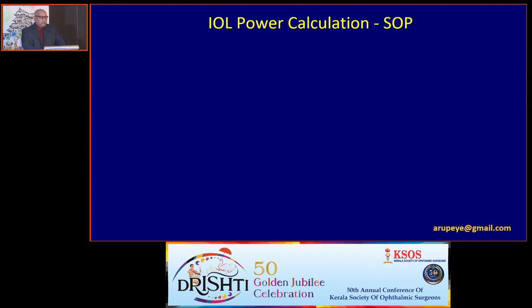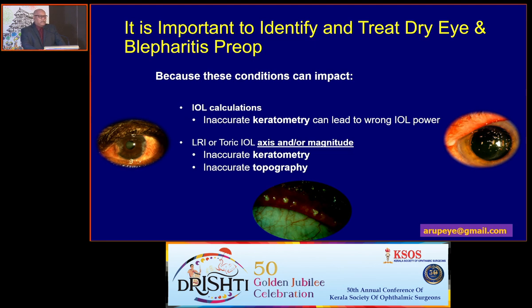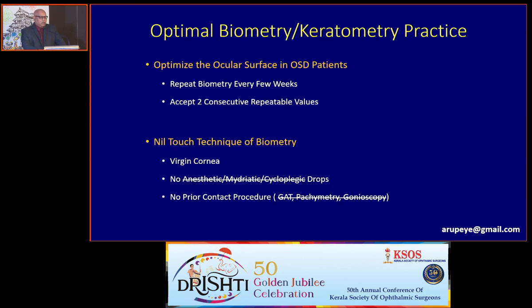spanning from the preoperative stage to the postoperative period. We already know that the ocular surface plays a very important role in IOL power calculation, and it has to be stabilized in case it is unstable. If you do the biometric measurements on an unstable cornea with ocular surface disease, it's quite possible that your keratometry reading will not be properly done. As a result, even in your monofocal cases, you may land up with a residual refractive error, and for toric IOL surgery, you may end up calculating the wrong axis and the wrong power.